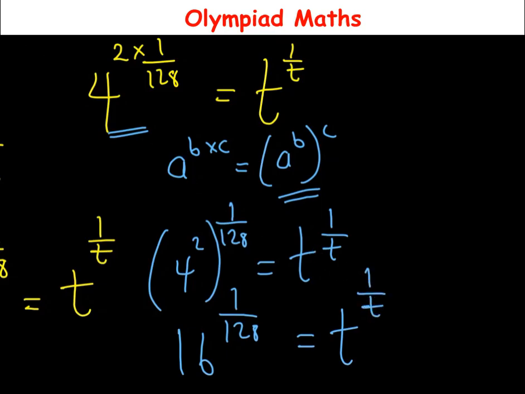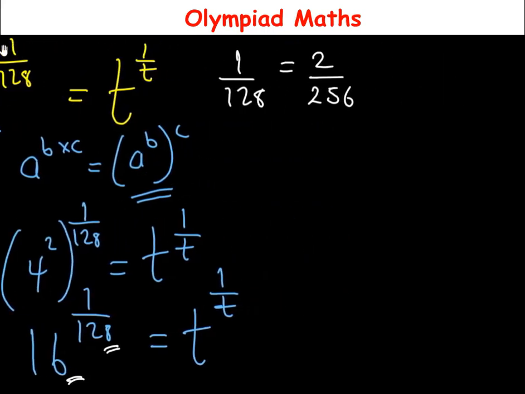Now looking at this, we have not yet achieved the goal. The base right here is still not equal to the power denominator right here. So we are still going to apply the equivalent fraction. In this case, 1 over 128 can be written as 2 over 256, because 2 will divide 256, you have 1 over 128. So in the place of this, you can bring in 2 over 256. So this becomes 16 all raised to power 2 over 256 is equal to t raised to power 1 over t.